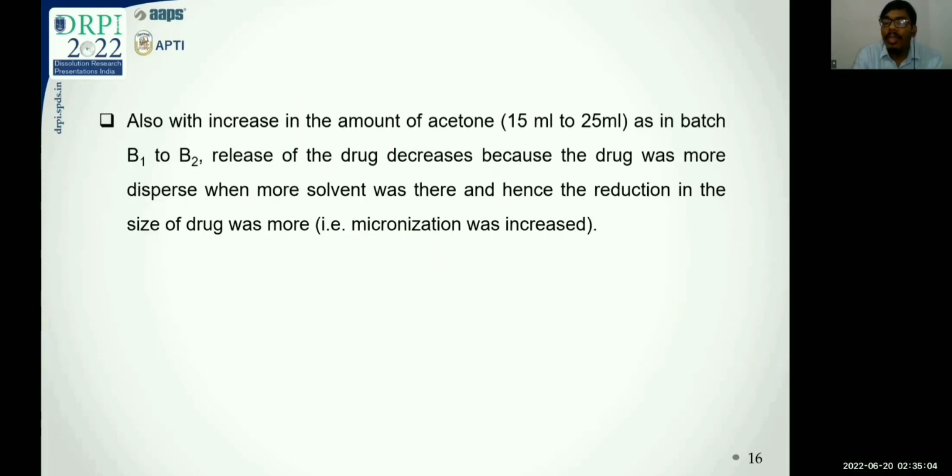Also, by increasing the amount of acetone from 15 ml to 25 ml, as in batch B2, there is a decrease in drug release because the drug was more dispersed when more solvent was there, and hence the reduction of size was more, which may be due to increase in micronization.